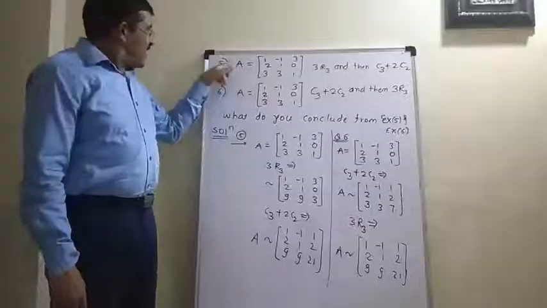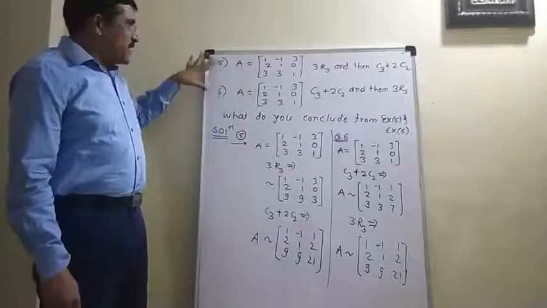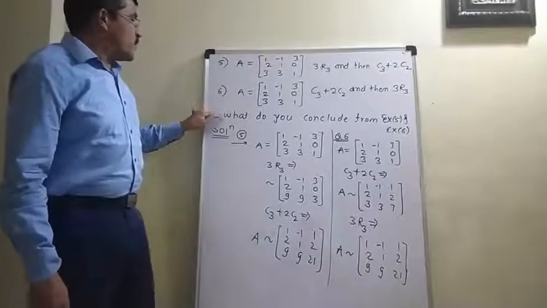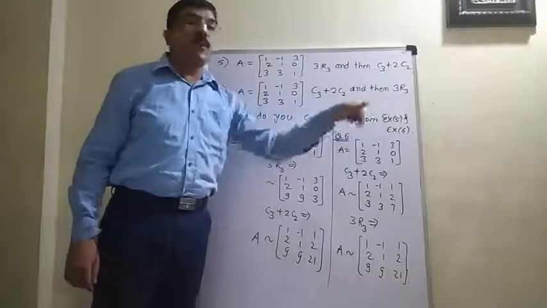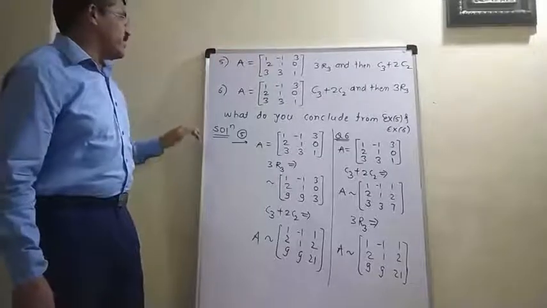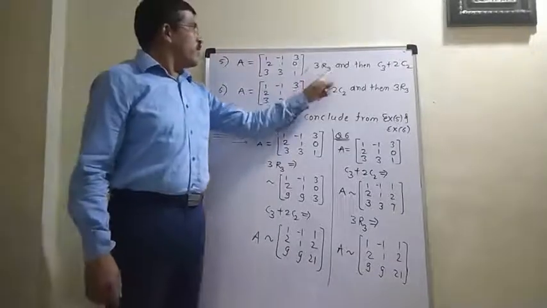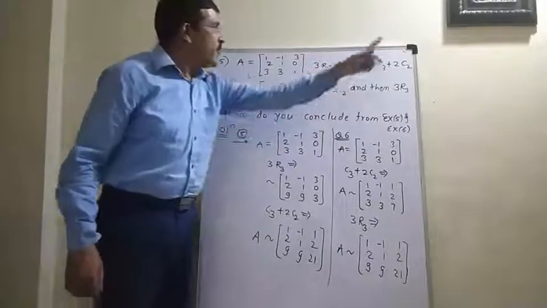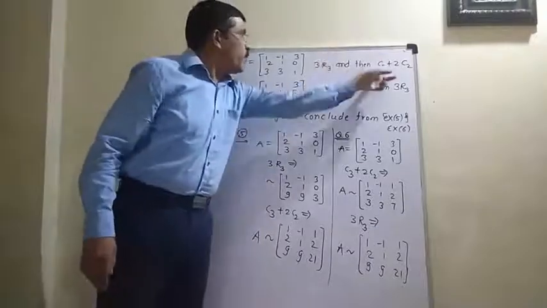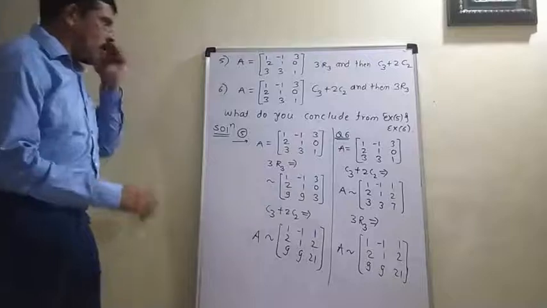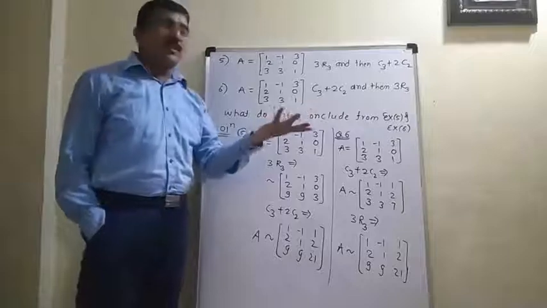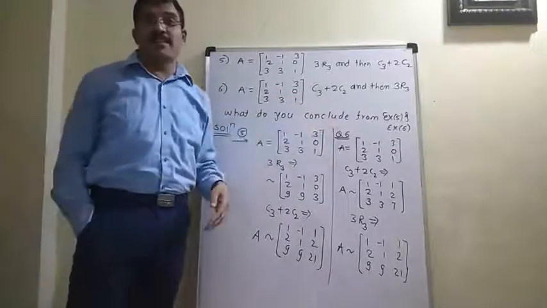Now next sum. I have taken here 5 and 6 both questions, and one combined question is asked. What do you conclude from example 5 and example 6? That's why I am teaching both the sums simultaneously here. In question number 5, they have given us: perform first 3 R3 and then after C3 plus 2C2. And what is asked in question number 6? They have asked us to perform first this and then after this. And in both the questions, the same matrix is given. And the question is asked, what do you conclude after getting the answer of example 5 and example 6?